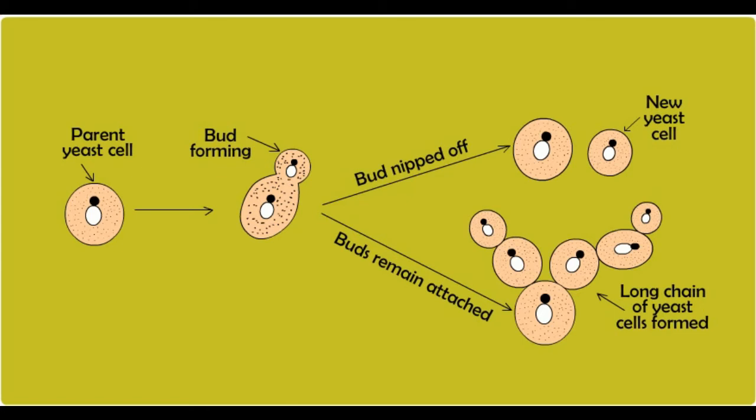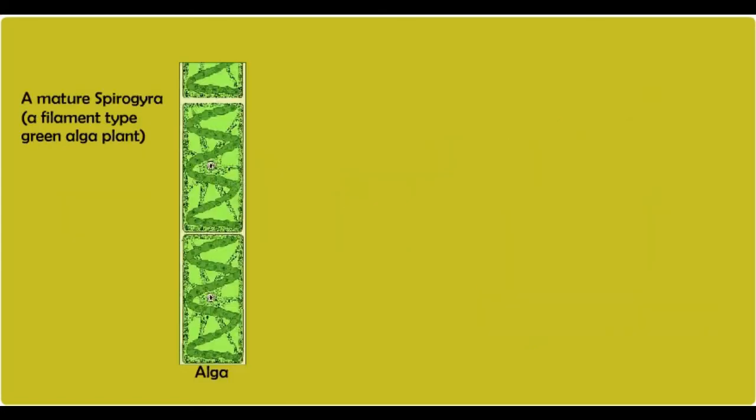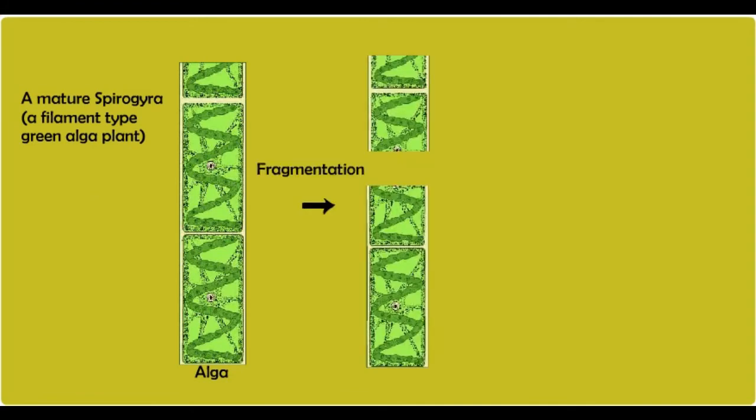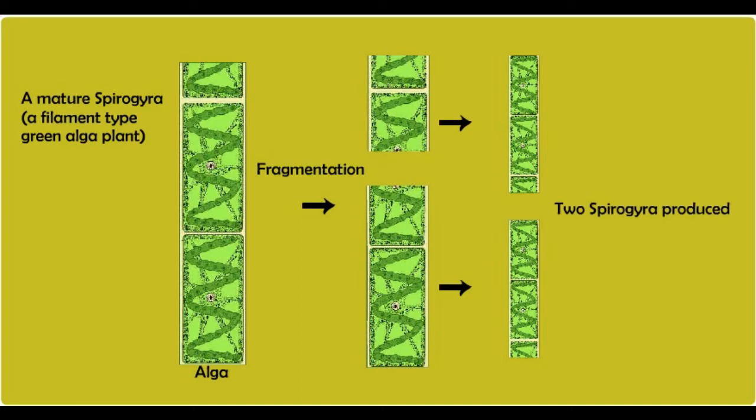Yeast is a single-celled plant. Yeast reproduces by budding. Fragmentation. The breaking of the body of a plant into two or more pieces on maturing, each of which subsequently grows to form a new plant, is called fragmentation. An alga reproduces by the asexual method of fragmentation.